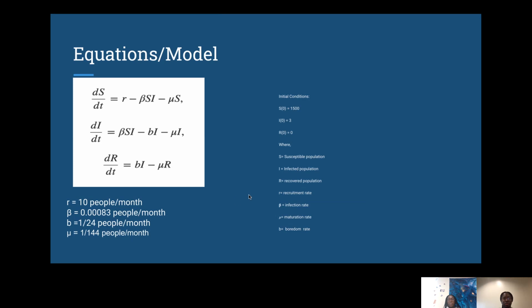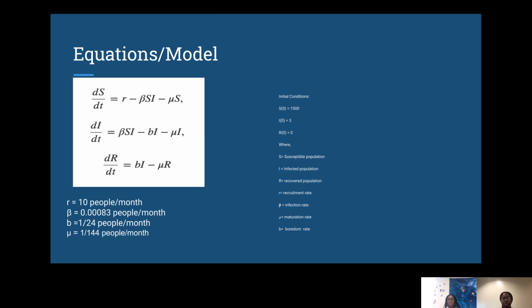These are the equations that were used in this model, and as stated before, S is the susceptible population, I is the infected population, and R is the recovered population. There are constants in this equation, and the first one is R, which represents the recruitment rate, and it describes the rate at which individuals become susceptible to the infection.